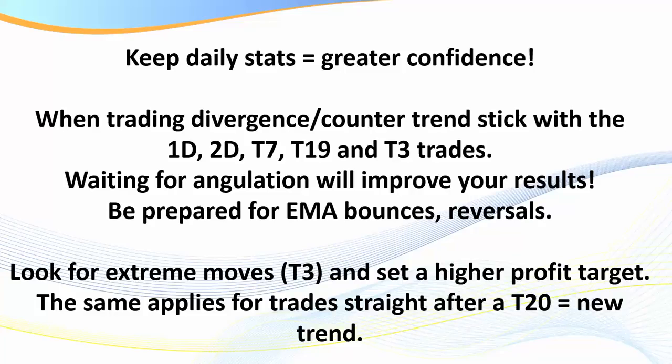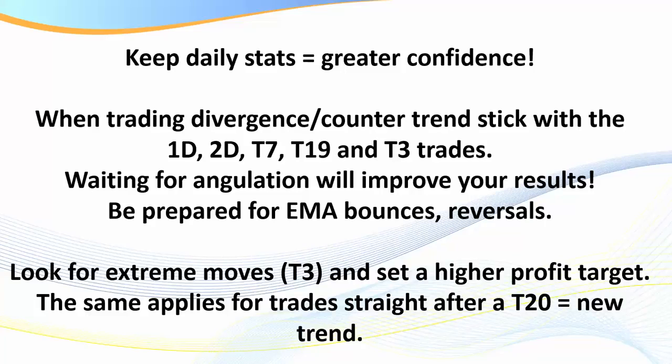Now, look for extreme T3 trades and set a high profit target. T3s are great for your 11 ticks. Okay, look for your best of the best here. Same applies. Remember on that slide I said what's going to give you the highest probability for achieving 11 ticks or more? Well, it's really any trades after a T20.